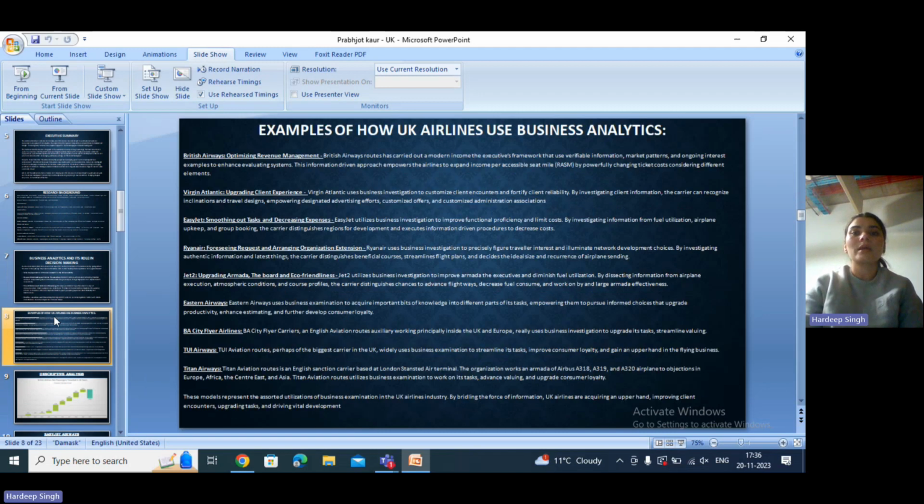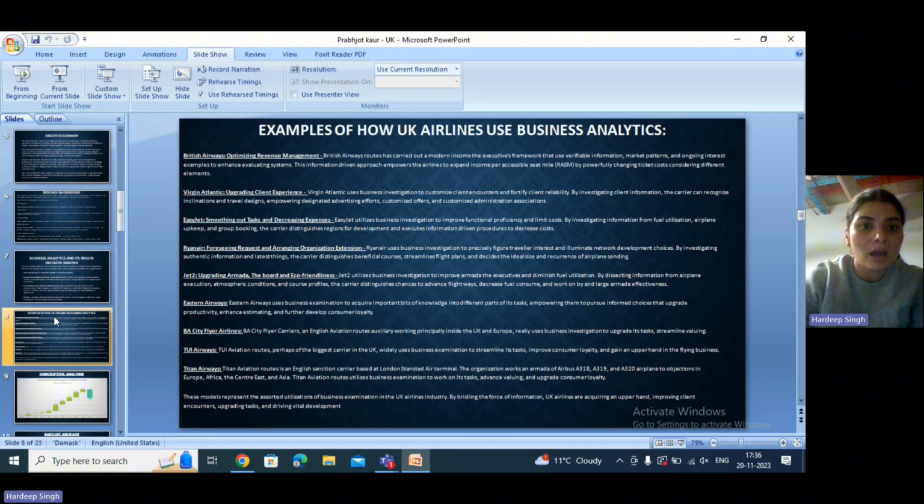So here are examples of how UK airlines use business analytics. I am describing the different airlines and how they use business analytics skills. British Airways is optimizing revenue management. British Airways has carried out a modern income management framework with useful variable information, market patterns and ongoing internet examples to enhance its valuation system.